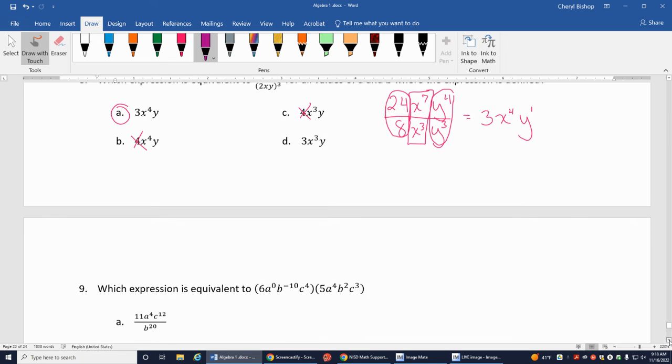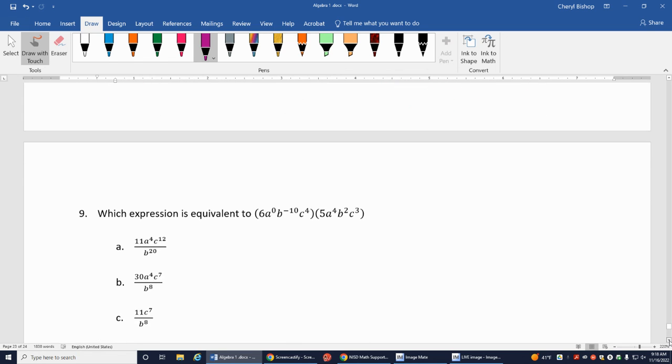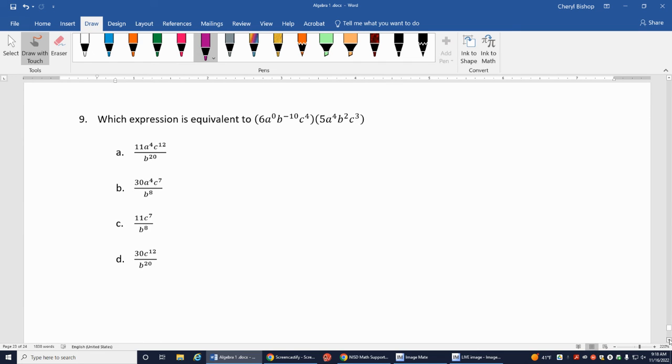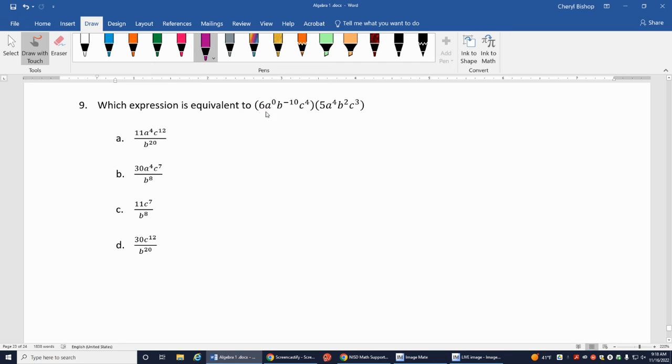All right, let's look at number 9. All right, for this last one, number 9, which expression is equivalent to 6, a to the 0, b to the negative 10, c to the 4th, times 5, a to the 4th, b to the 2nd, c to the 3rd. So remember, first we're going to multiply our numbers together. 6 times 5 is 30. So I know it's not A and it's not C because it's got to have a 30. A to the 0 and a to the 4th. So I don't have any here and I have 4 of them here, which means I have 4 of them.